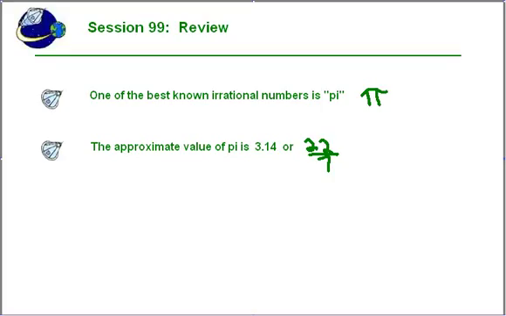And just as review, once again, one of the best known irrational numbers is pi, and the approximate value of pi is 3.14. That'll finish up session 99 on pi.